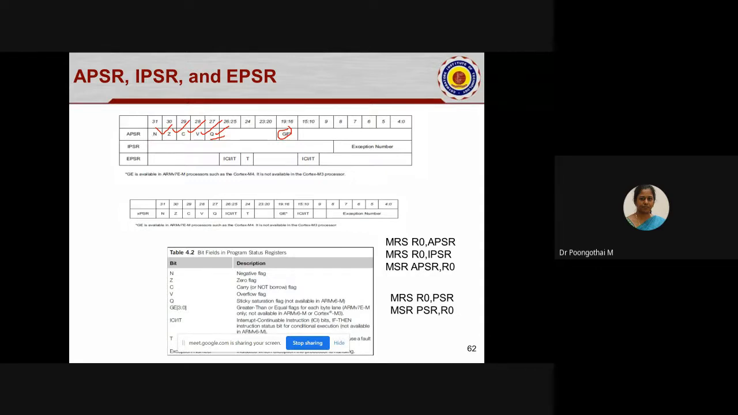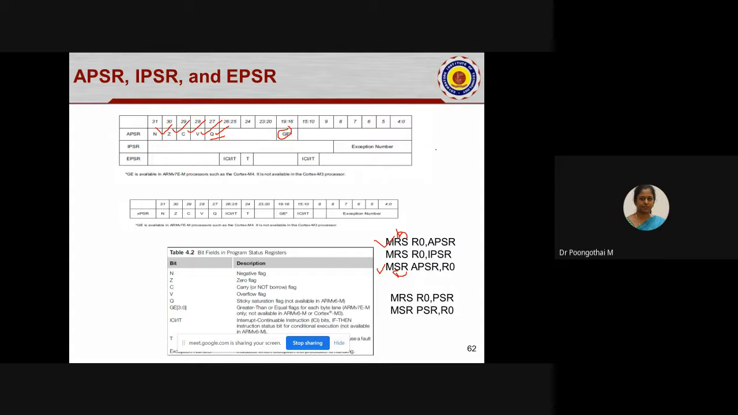These registers can be accessed by using two instructions, MRS and MSR. MRS means we can transfer the data from a special function register to a general purpose register. MSR means register to special function register. So we can access the entire 32-bit register content through MRS and MSR.